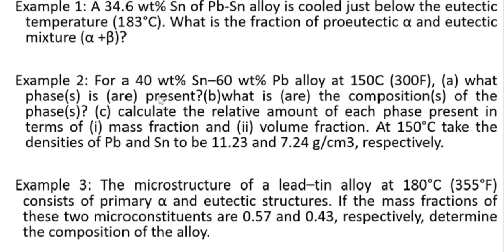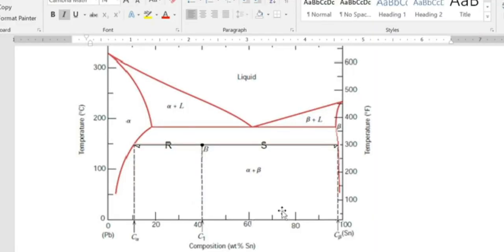So what phases are present? This is question number 2. You have to locate this point in the what? In the lead tin phase diagram. So this is the lead tin phase diagram. It says 40% by weight. What's the temperature? At 150. Remember, you use the left one because the left one is degrees Celsius while the right one is Fahrenheit.